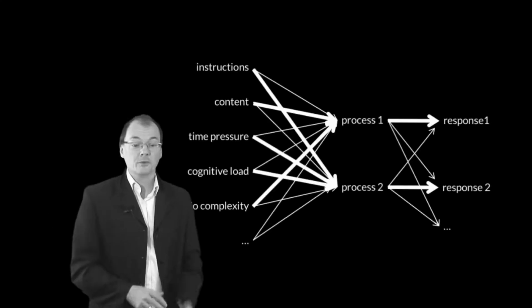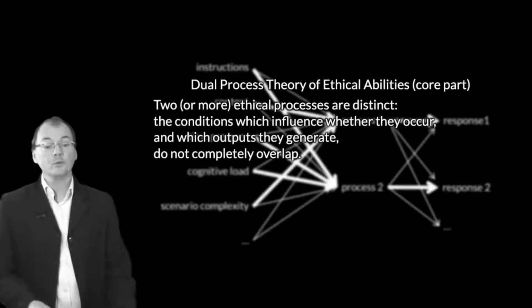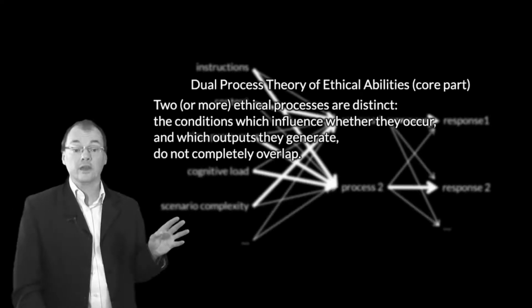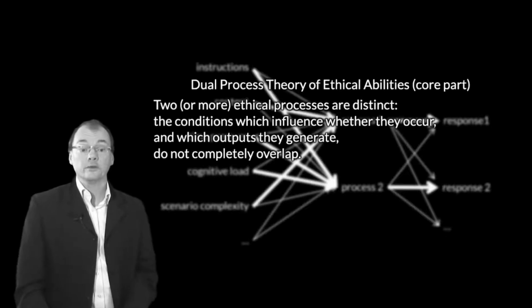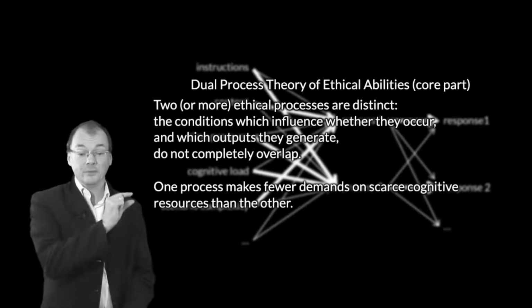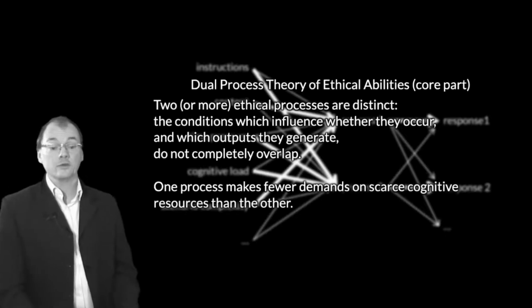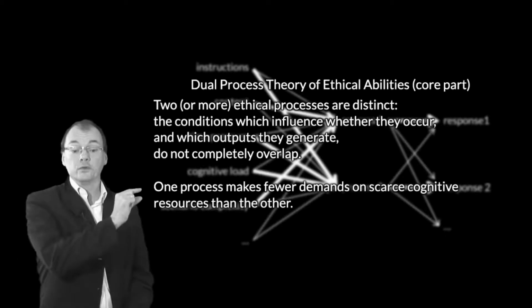It's so simple. What are we saying then? There are two or more ethical processes which are distinct in this sense: the conditions which influence whether or not they occur and which outputs they generate do not completely overlap. Tiny bit more. One process makes fewer demands on scarce cognitive resources than the other. We're also going to add in this tiny assumption.